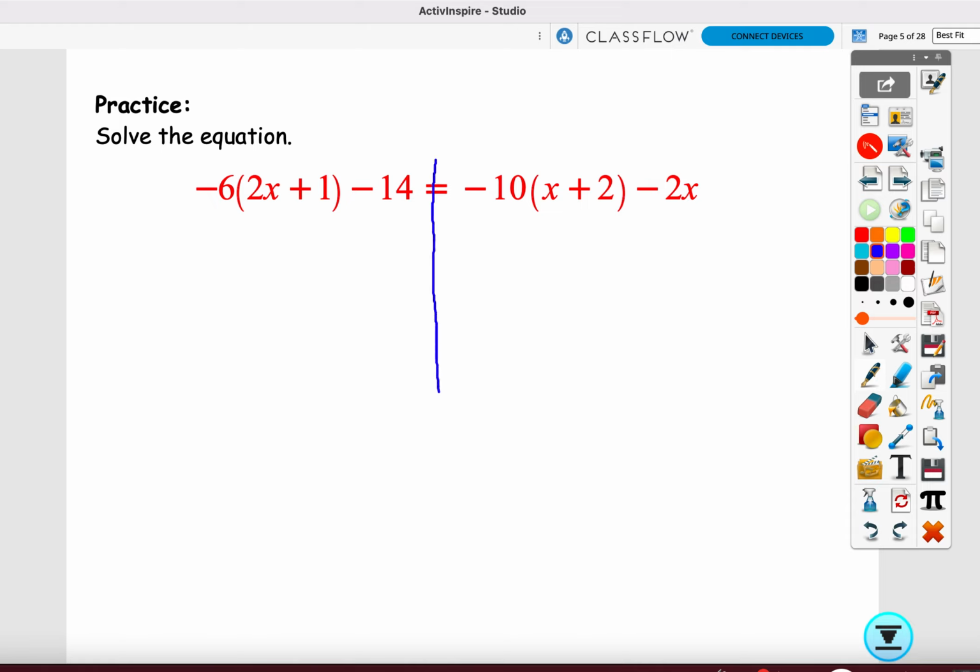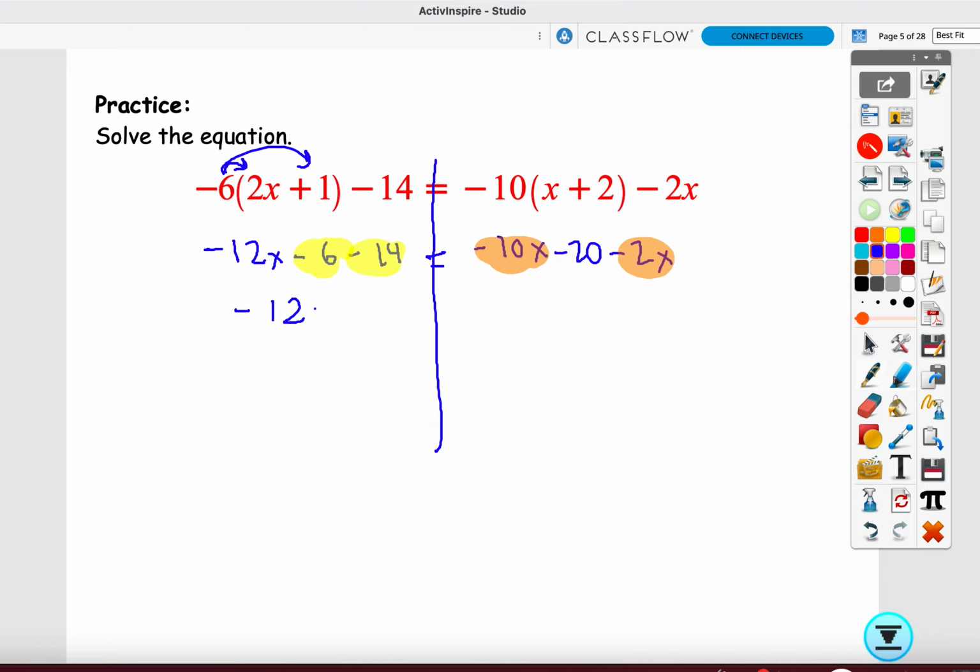So first things first, draw the line on the equal sign. Distribute your negative 6. So then we get negative 12x minus 6 minus 14. Then we get negative 10x minus 20 minus 2x. Combine your like terms. Here we have the x's, and on the left side we have the constants. So let's simplify here. So we get negative 12x minus 20, and then over here we get negative 12x minus 20. Notice you just get the same thing already.